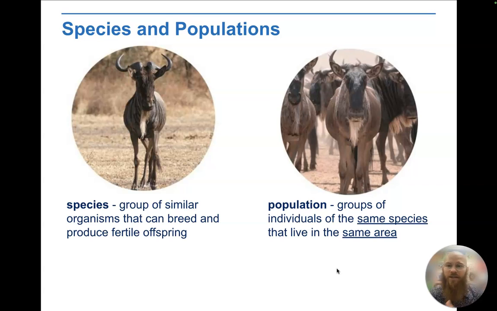So that could be just that one wildebeest in the picture that you see there on the left. Now, if I take 2 or more organisms of the same species and they're all living in the same area, then at that point I can call that group a population. So whereas I went from one wildebeest of a species or one organism, now if I combine those organisms of the same species living in the same place, I can now have a population of wildebeests.